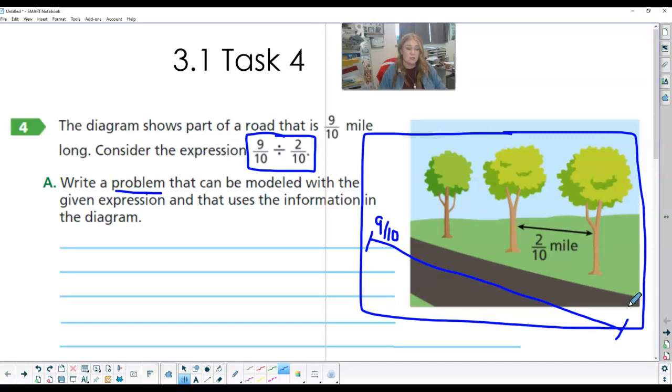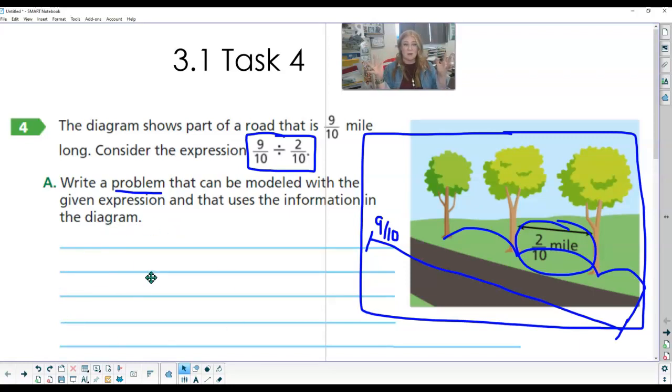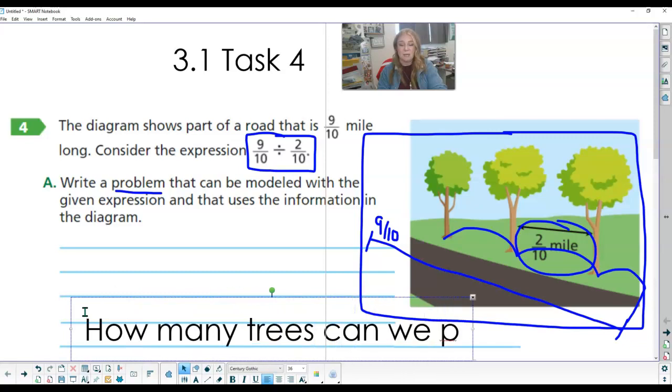And we want to plant from the beginning a tree every 2/10 of a mile till we get to the end. So we're planting a tree every 2/10 of a mile. So we want to know, how many trees are we going to plant? I'm going to let you fill out the information part. We have 9/10 of a mile for a road. We're planting a tree 2/10 of a mile from the beginning. And our question is, how many trees can we plant in that space?